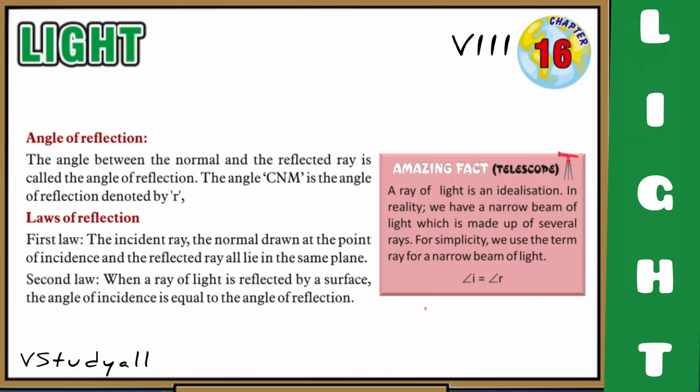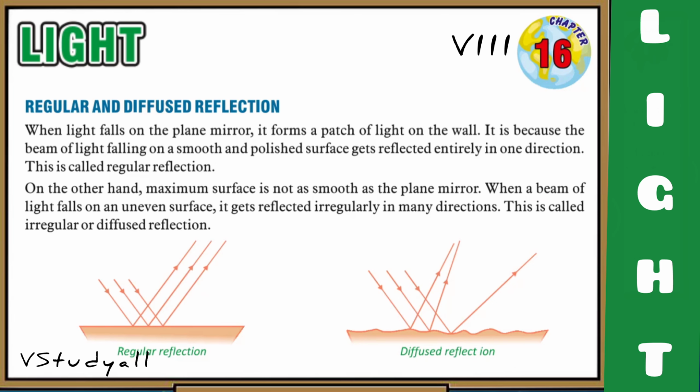So now let's see the next topic, that is regular and diffused reflection. When light falls on the plane mirror, it forms a patch of light on the wall. It is because the beam of light falling on a smooth and polished surface gets reflected entirely in one direction. This is called regular reflection. On the other hand, most surfaces are not as smooth as the plane mirror. When a beam of light falls on an uneven surface, it gets reflected irregularly in many directions. This is called irregular or diffuse reflection. So here you can see the picture which shows regular reflection and another picture which shows diffused or irregular reflection.